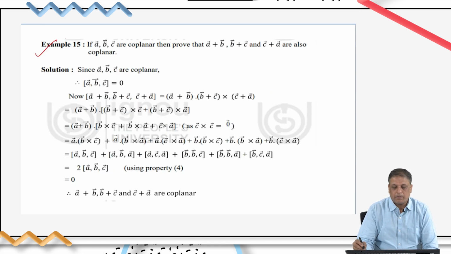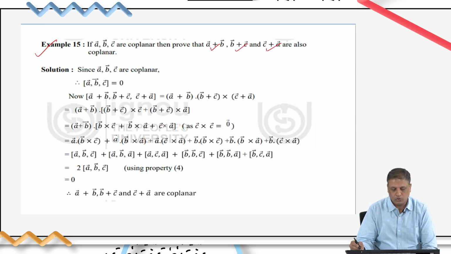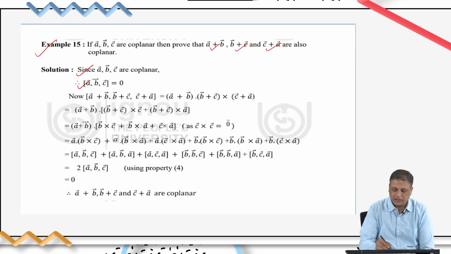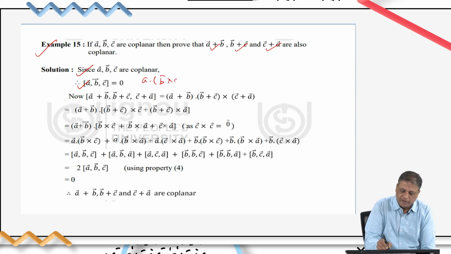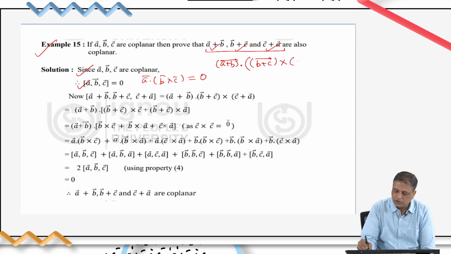Now, there is one more example. Say if A, B and C are coplanar, then prove that A plus B, B plus C and C plus A are also coplanar. And we know that if the vectors are coplanar, then their scalar triple product, that is A dot B cross C, should be equal to 0. And we are required to show that these are also coplanar, so that means A plus B dot B plus C cross C plus A, this scalar triple product should also be 0.